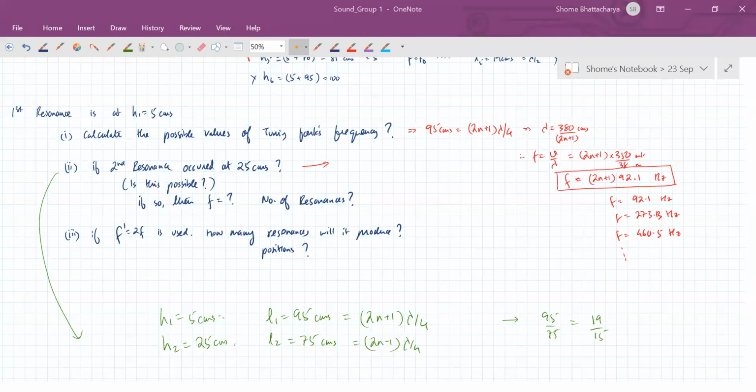So this is also faulty data. See, it cannot be the next consecutive, because if this is 19 times lambda by 4, the next one, this is also not possible. You understanding? So this data is also not possible. This means that there is a resonance in between. So this also is the wrong data. This is not possible.